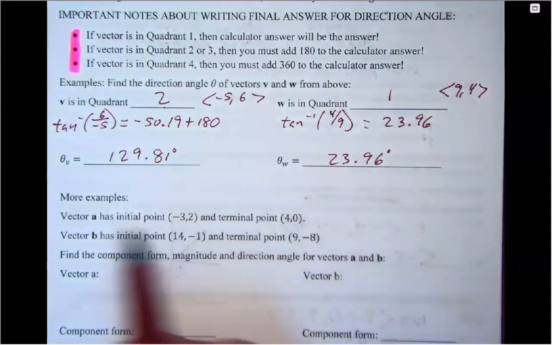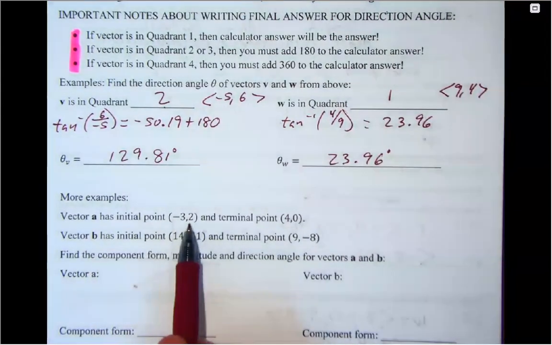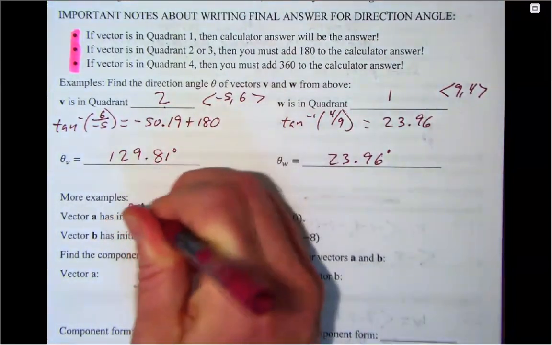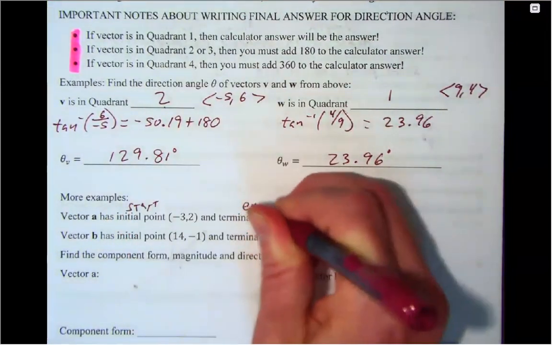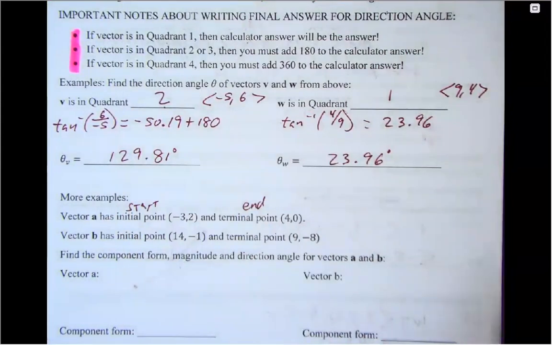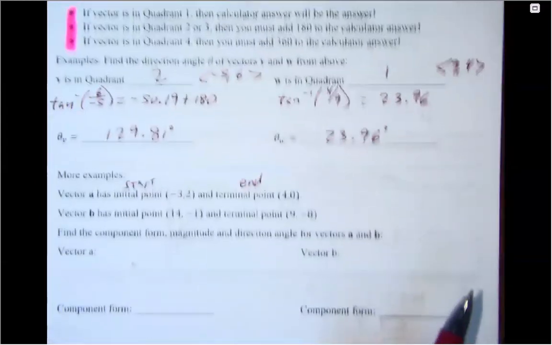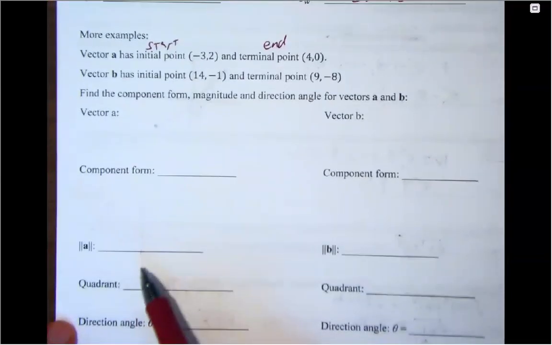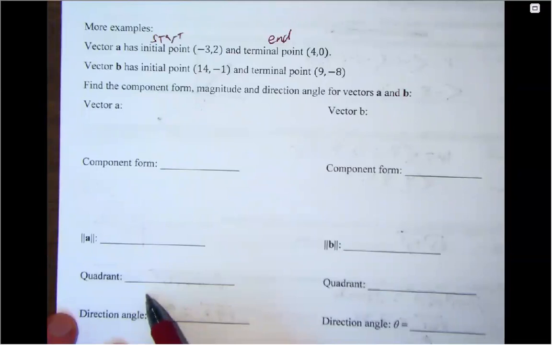Okay, I got a vector A, initial point (-3, 2), terminal point. Remember, that just means start and end. And then a vector B with a start and end point. I want you guys for a few minutes to work on basically everything we just did. So find the component form, find the magnitude, find the quadrant, and then find the direction angle.